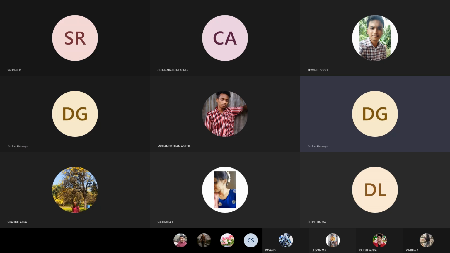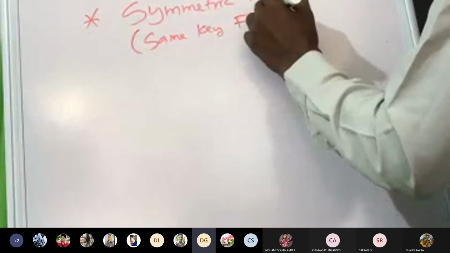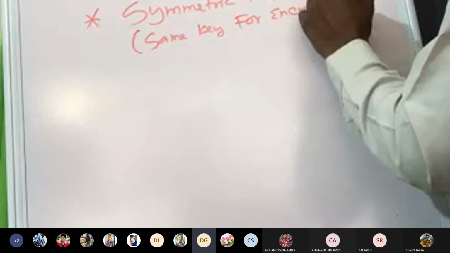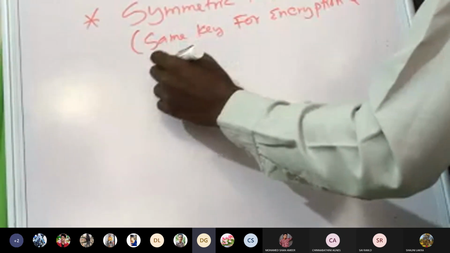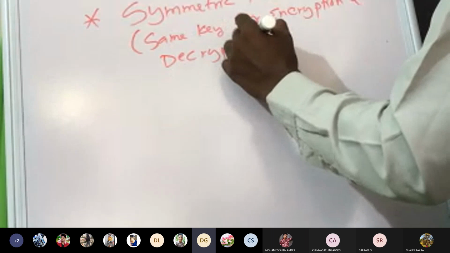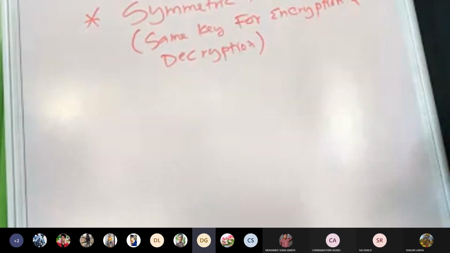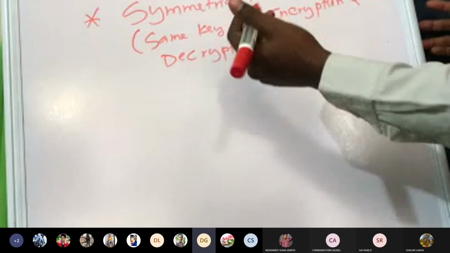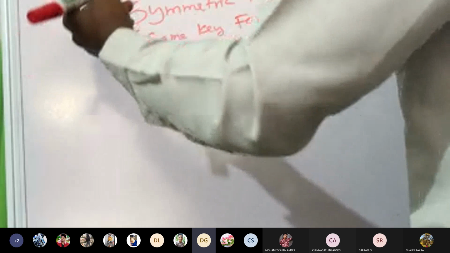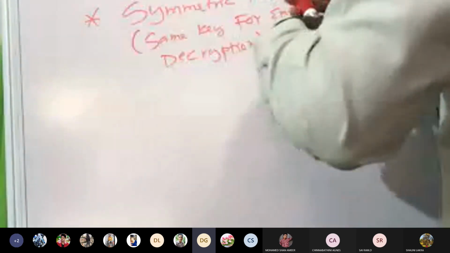We're going to use the same key for encryption and decryption. This is one of the current techniques, one of the current algorithms used in cryptography for security purposes.